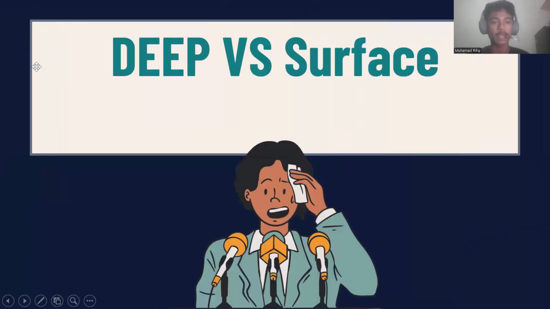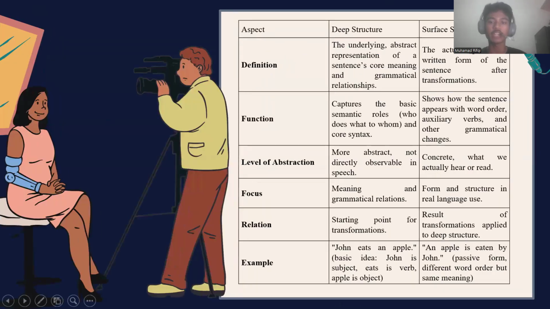Deep versus surface. Definition: deep structure is the underlying abstract representation of a sentence, its core meaning and grammatical relationships, and surface structure is the actual spoken or written form of the sentence after transformations. The function: deep structure captures the basic semantic roles, who does what to whom, and core syntax. Surface structure shows how the sentence appears with word order, auxiliary verbs, and other grammatical changes.